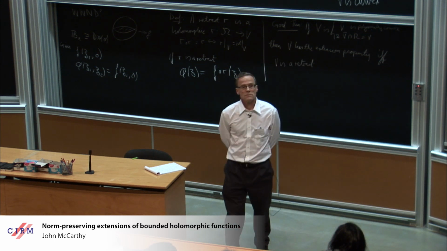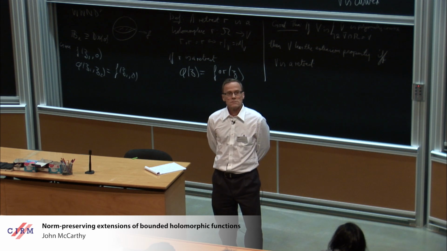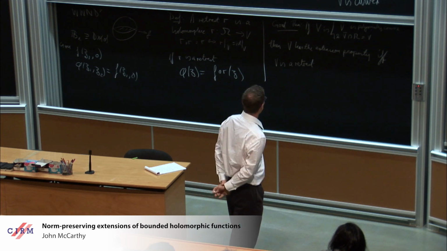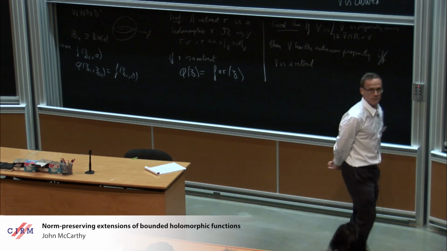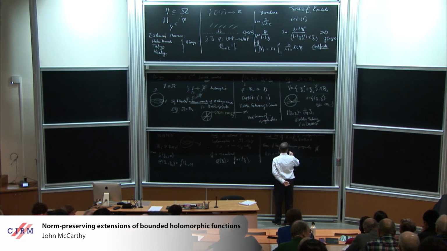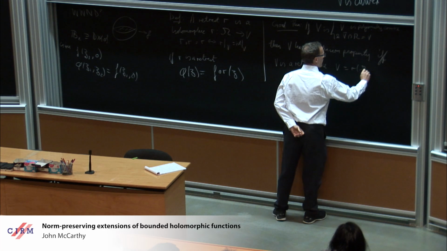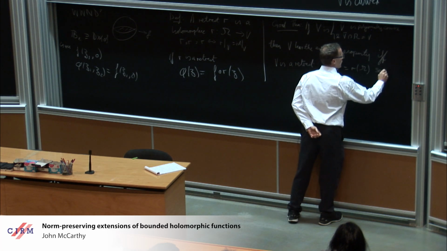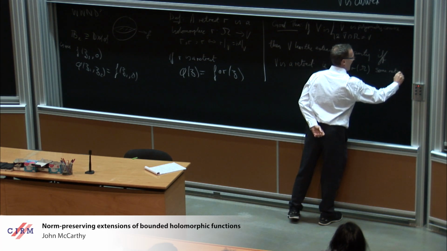You define what you mean by a map to be a retract, but not what you mean by a set to be a retract. Oh, a set is a retract if it's the image of R, i.e. V equals R of omega, some retract. Thanks, Jan Frederick.